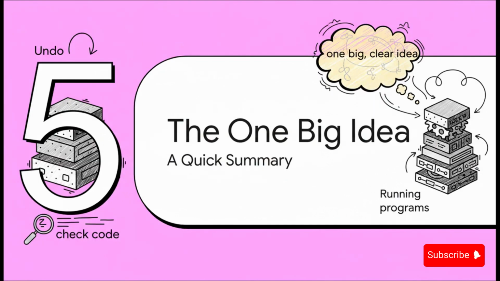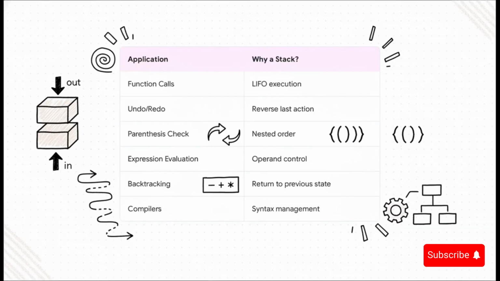So, we've seen stacks in action for undoing, for checking code, and for actually running our programs. Let's bring it all home with one big, clear idea. Just look at the pattern here in this table. From function calls to undo buttons to checking syntax, all of these very different problems share the exact same underlying logic. They all need a structure where the last item added is the first one that needs to be dealt with. And that, my friends, is the real power of the stack.